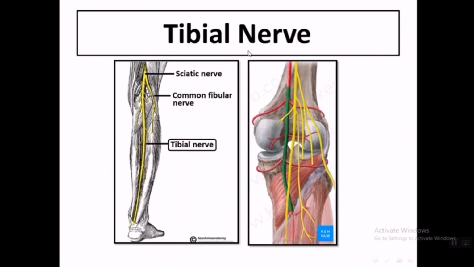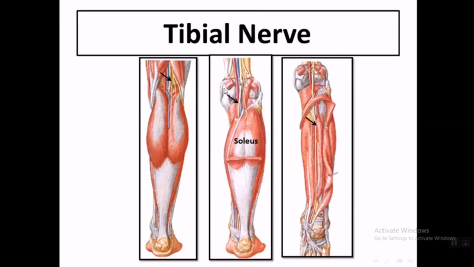The last part of our lecture is about the tibial nerve. As we know from the previous lectures, the sciatic nerve at the lower third of the thigh, in the popliteal fossa, will divide into a medial larger branch called the tibial nerve and a lateral smaller branch called the common peroneal. Here we are concerned with the tibial nerve, the larger medial terminal branch of the sciatic nerve in the popliteal fossa.